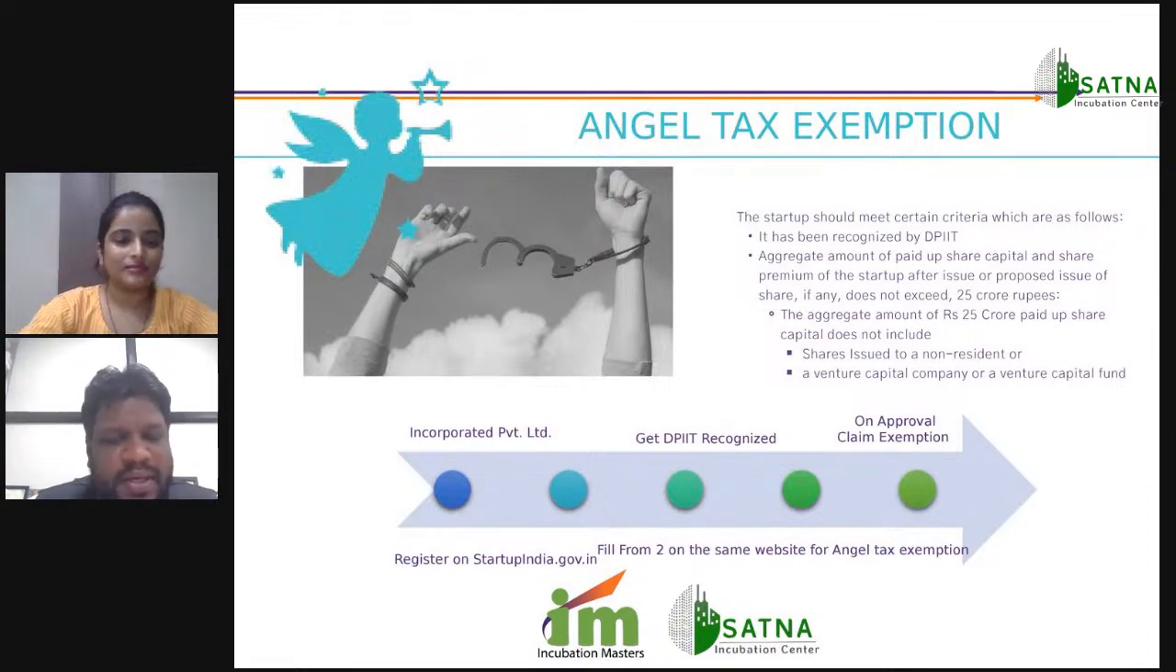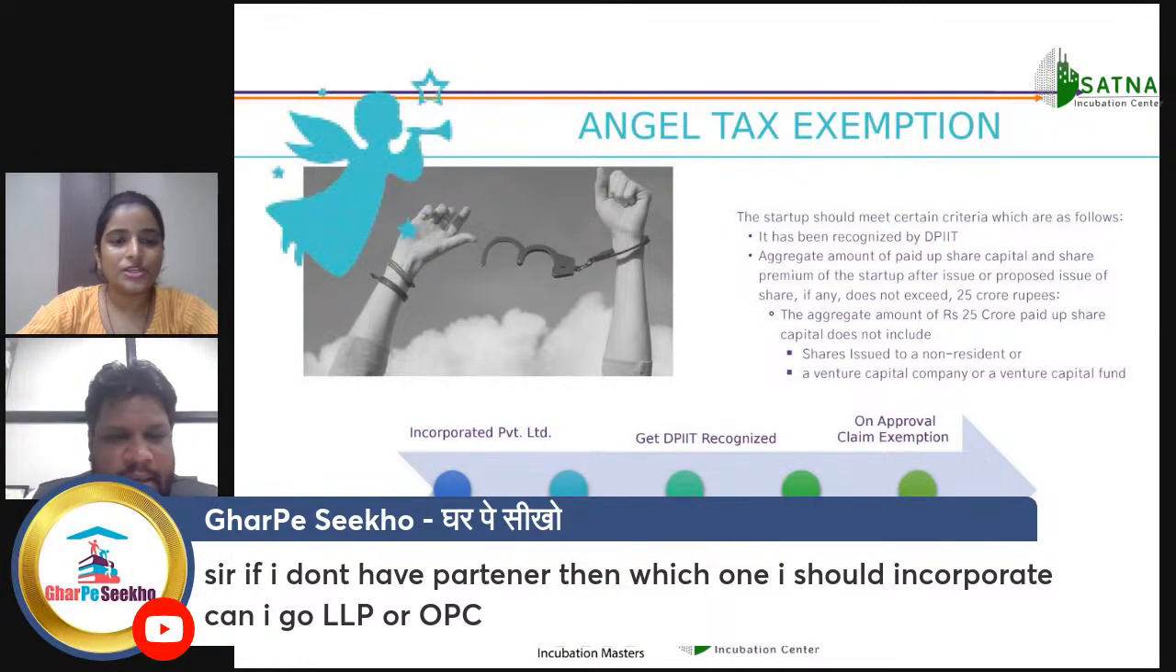So on this also there is the same process. Incorporate a company, then get your business registered under startup, and then on approval claim exemption with the income tax. Yes. So one question we have, sir, if I don't have a partner, then which one should I incorporate? Can I go LLP or OPC?